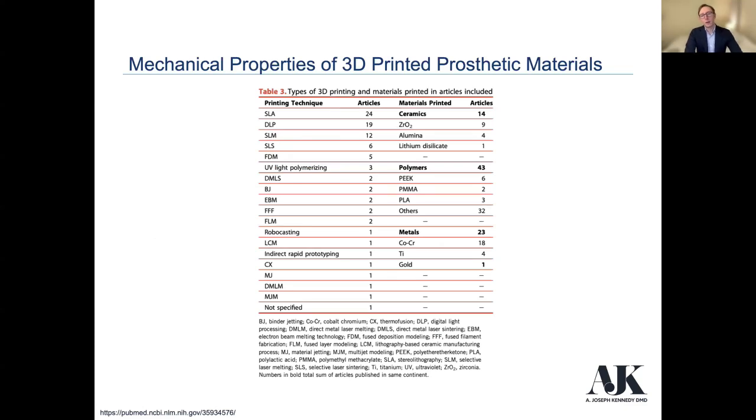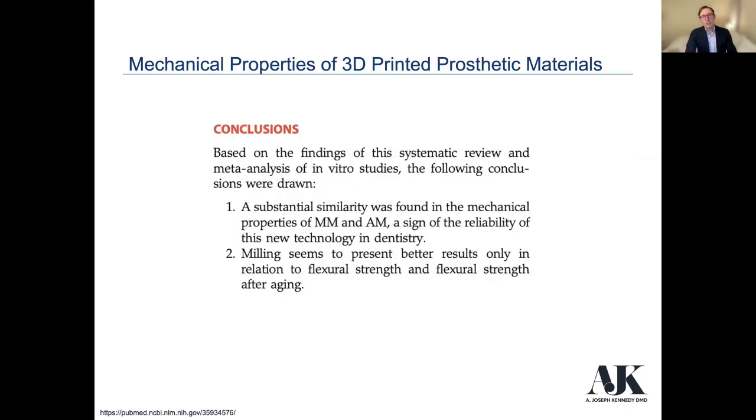But they looked at a lot of different printing techniques. Some of these, the SLS, the SLM, we talked about briefly in the beginning of this discussion. They looked at different types of ceramics, zirconia, lithium disilicate, different polymers like PEEK and PMMA, different metals like cobalt, chromium, titanium, etc. And again, not to go into detail, but the conclusion here is that a substantial similarity was found in the mechanical properties of the machine milling, or subtractive, type and the additive manufacturing type.